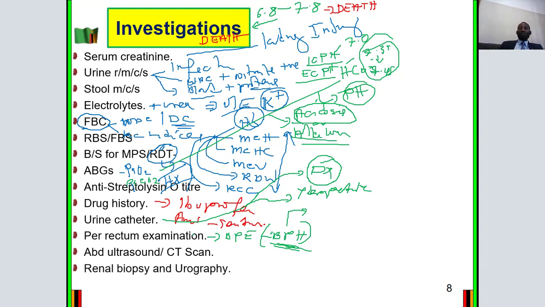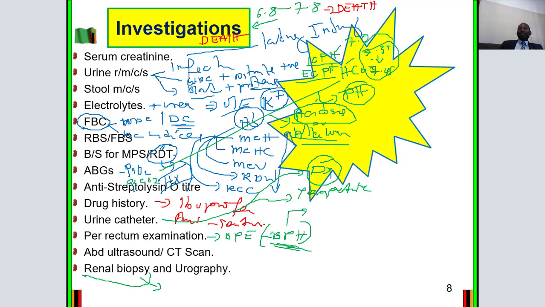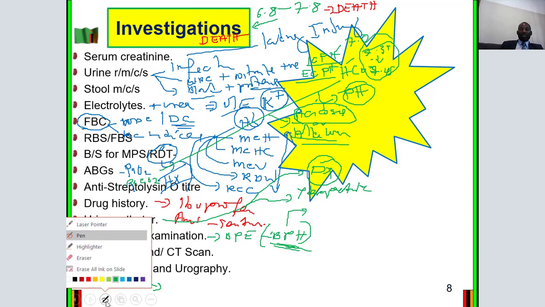Then we may also do renal biopsy or urograph. Renal biopsy is where you talk about renal intrinsic causes, okay, because there may be some carcinomas that may affect the kidneys. All right, so that is what you have to do when you're talking about investigations.